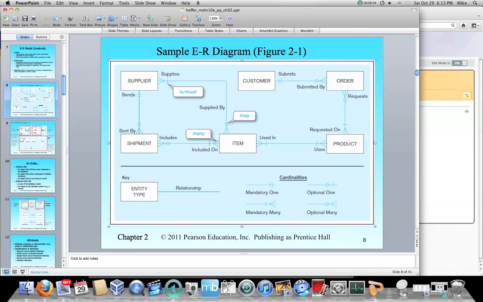And then down on the bottom, you have keys, right? So you have an entity type is a box, the line is a relationship, and then you can see the cardinalities. You have mandatory one, you have optional one, you have mandatory many, and you have optional many. And again, this should be pretty familiar to you because you should have already been using the ER assistant.